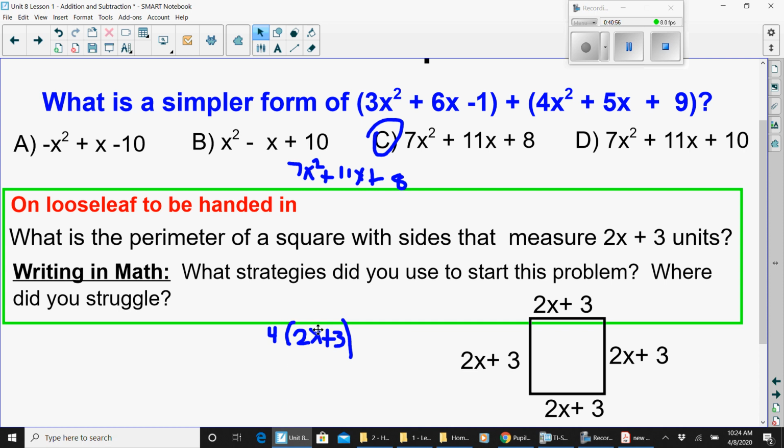So 4 times 2x, sorry, that's my fault. 4 times 2x is 8x, and 4 times 3 is 12, and that's the perimeter.